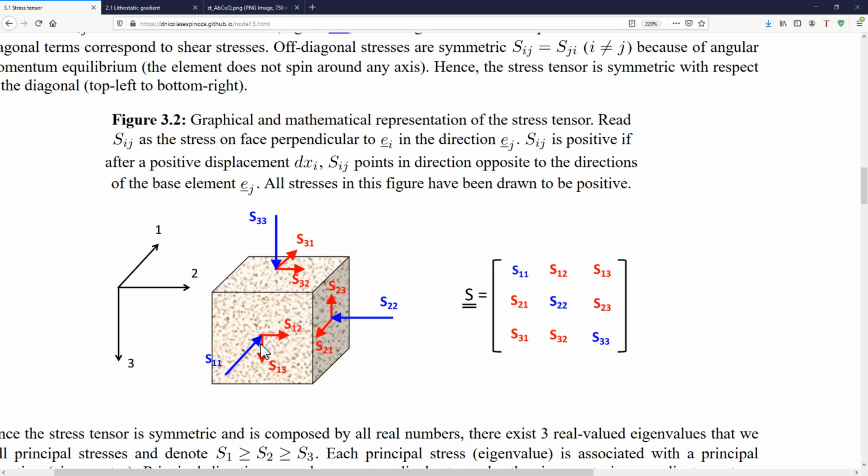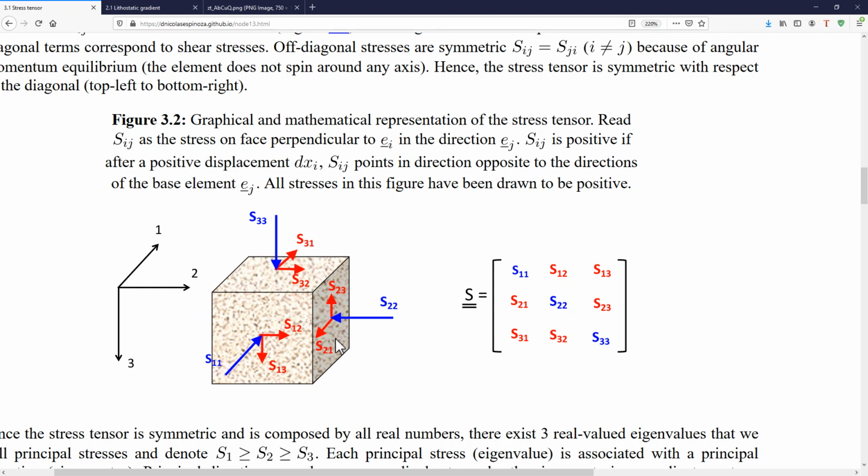The normal stresses follow a convention that whenever they are on the positive side of the element, on the positive face, the vector points in the direction opposite to the element of the base. Let's try to dissect what I just said, which is a positive and which is the negative face of this element.